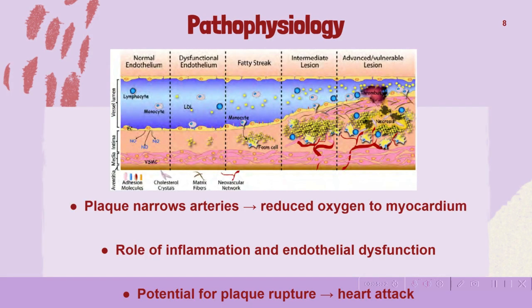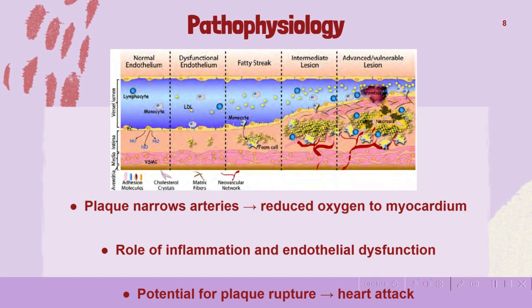A key factor in this process is endothelial dysfunction, which refers to the impaired functioning of the inner lining of blood vessels. Normally, the endothelium helps regulate blood flow and prevents blood clot formation. However, when it's damaged by factors like smoking, high blood pressure, or high cholesterol, it becomes more permeable to lipids and promotes inflammation. Inflammatory cells infiltrate the artery wall and contribute to the growth and instability of plaques.